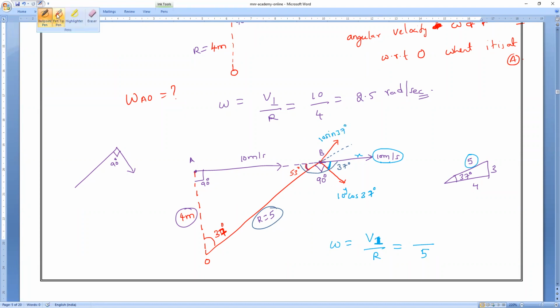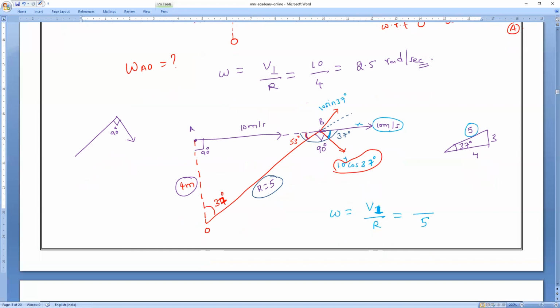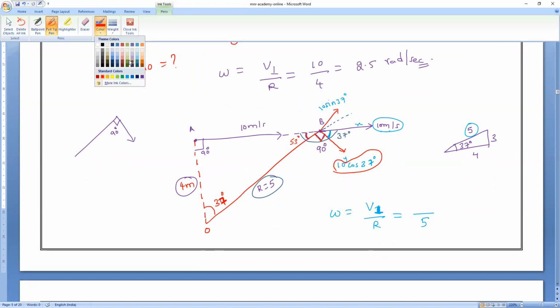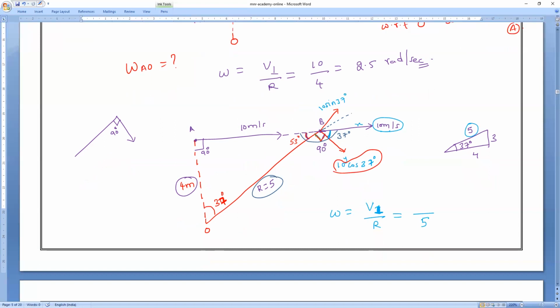So V perpendicular means what? Is V perpendicular 10 cos 37 or 10 sin 37? 10 cos 37, because this is the perpendicular. Is it okay? Understood or not? Yes, sir. That is it. So you have to be very, very clear. Anybody having any doubt, you can ask me. So this is the perpendicular angle.